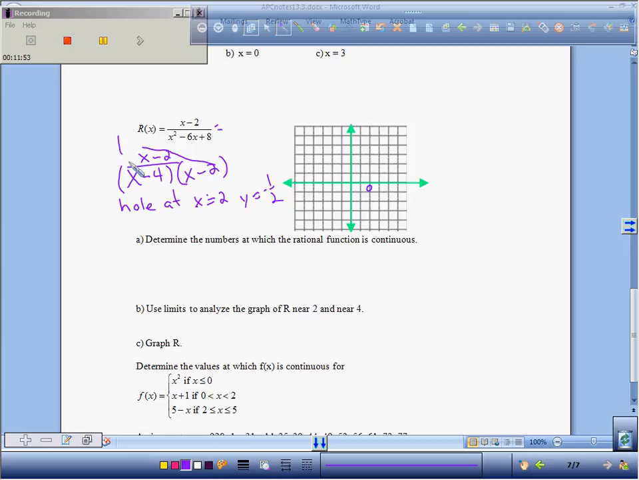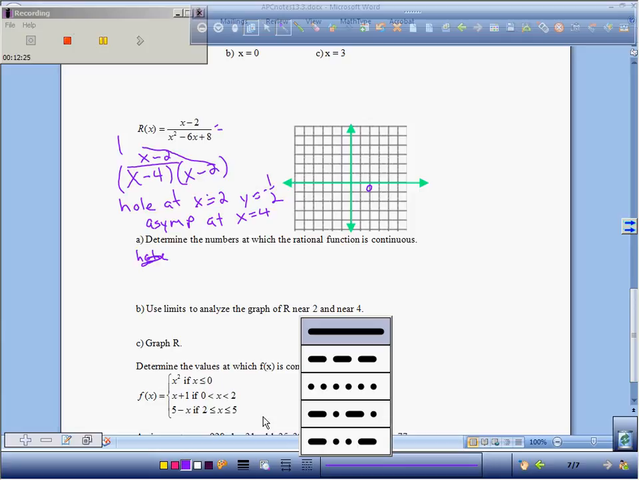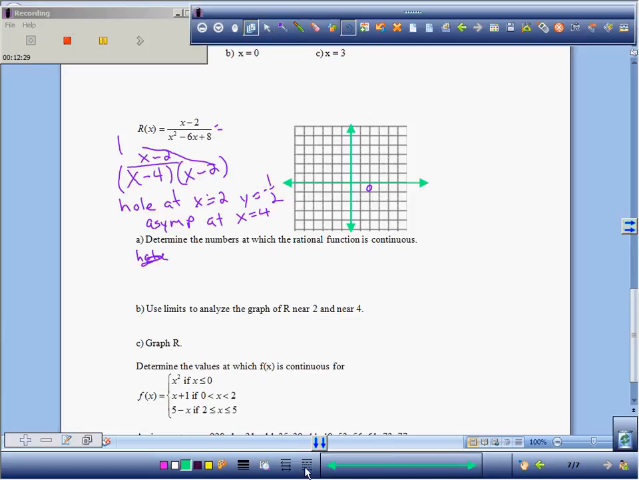I also know if something makes the denominator undefined but doesn't cancel out with the top, what does this tell me that I have at x equals 4? I have an asymptote at x equals 4. So if I want to draw in that asymptote, draw it in dotted lines in a different color. At x equals 4, I have a vertical asymptote. And it says determine the numbers at which the rational function is continuous.